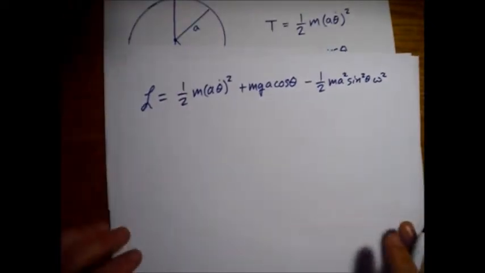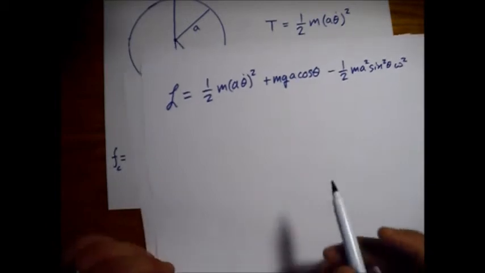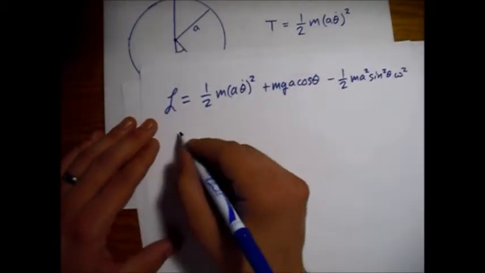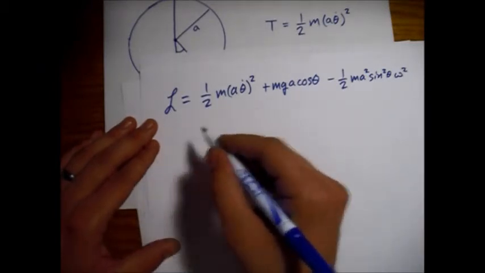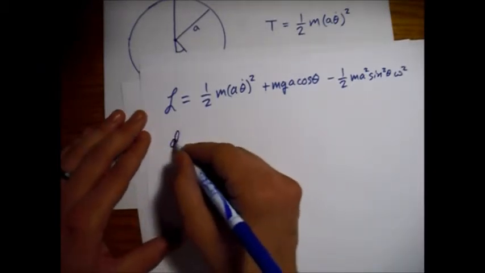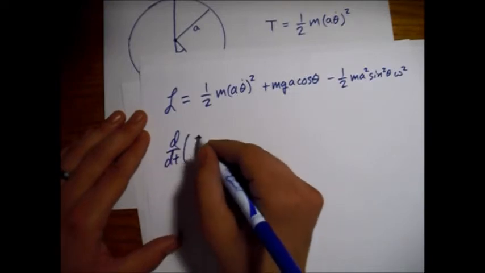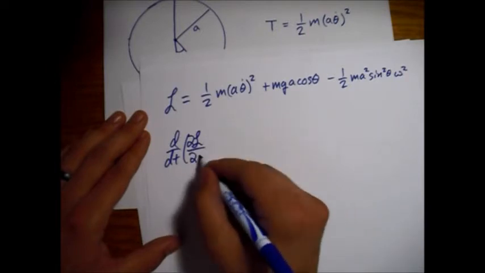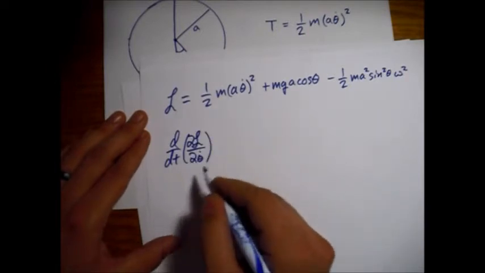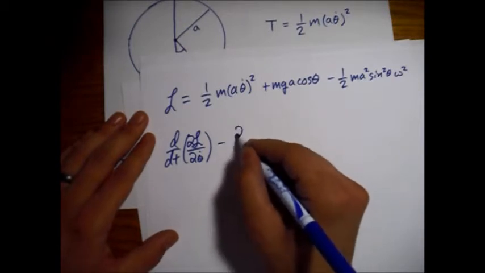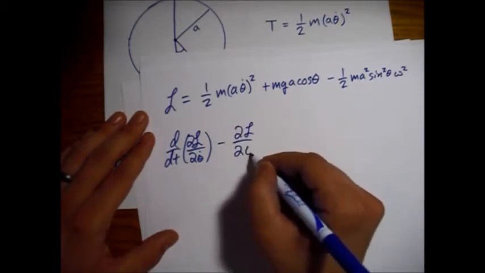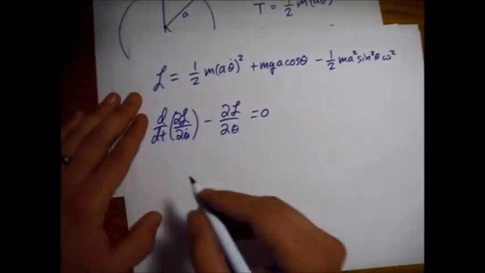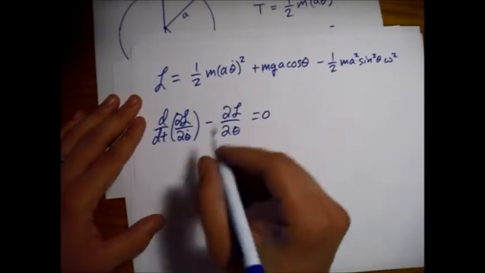Here's our Lagrangian. And we only have one generalized coordinate, which is theta. So we only have to do one equation of motion, one Euler-Lagrange equation. So I'll write out the Euler-Lagrange equation real quick. With respect to theta dot, partial derivative of the Lagrangian here, minus this is equal to 0, partial derivative with respect to theta. So finding some of these pieces.